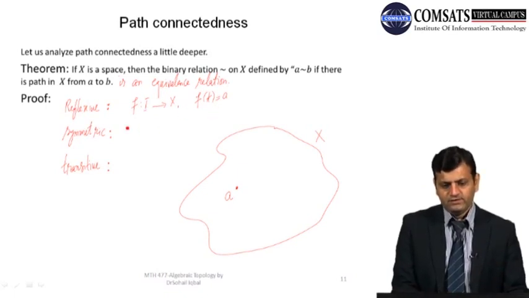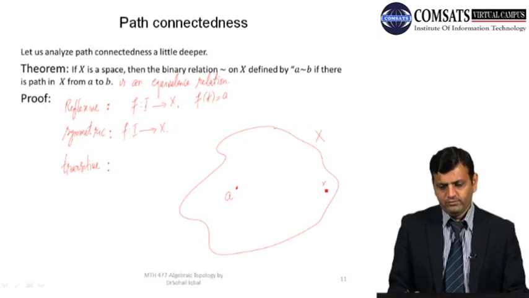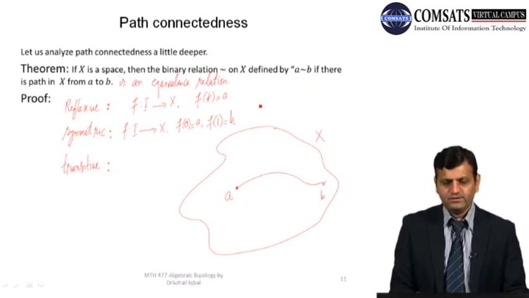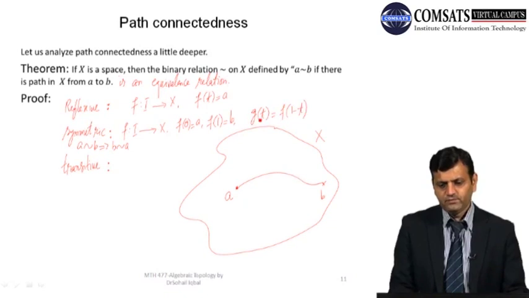Similarly, we have also seen that if I have a path f from I to X from A to B, such that f of 0 is A and f of 1 is B, then we need to show that if A is related to B, then B is related to A. That's what the symmetric property is. So how to find a path from B to A? We have seen this: we can take g of t equal to f of 1 minus t. So g of t is a path from B to A.